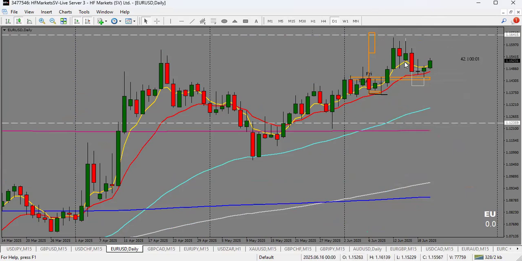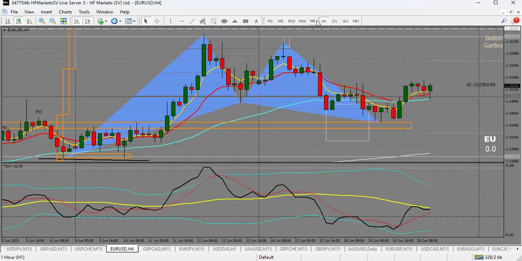So we had this pullback coming back to the order block here. So we have a bullish order block right here. So this pullback was a return to this area of liquidity, and this bounce is now a peak reset to buy.